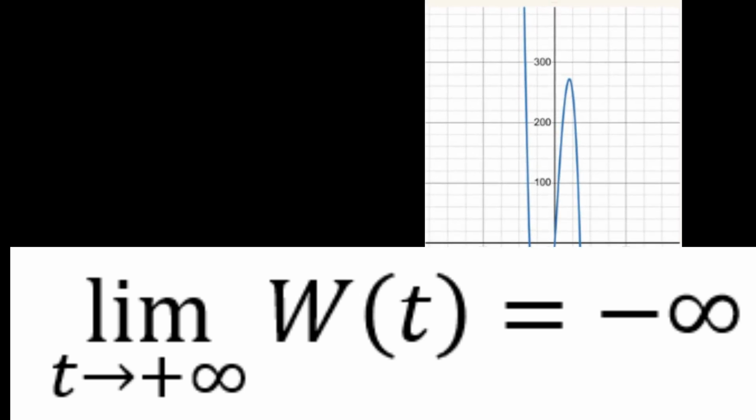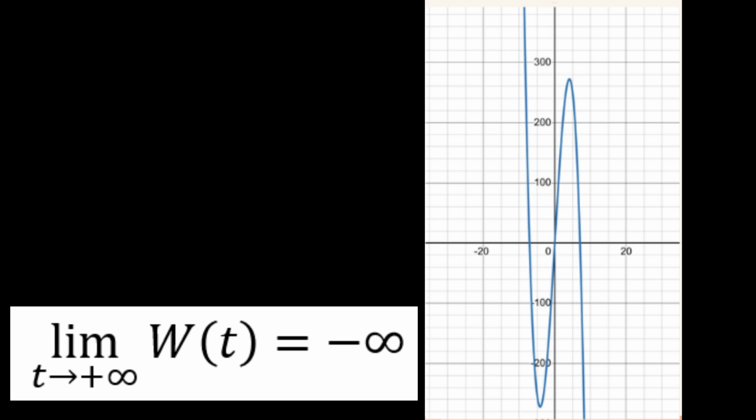Now let's confirm this result by examining the graph of the function. From the graph, we can clearly see that the curve continues to drop downward as t increases, reinforcing our conclusion that the limit of W(t) as t approaches positive infinity is indeed negative infinity. But how do we interpret the result of negative infinity in the context of our problem?